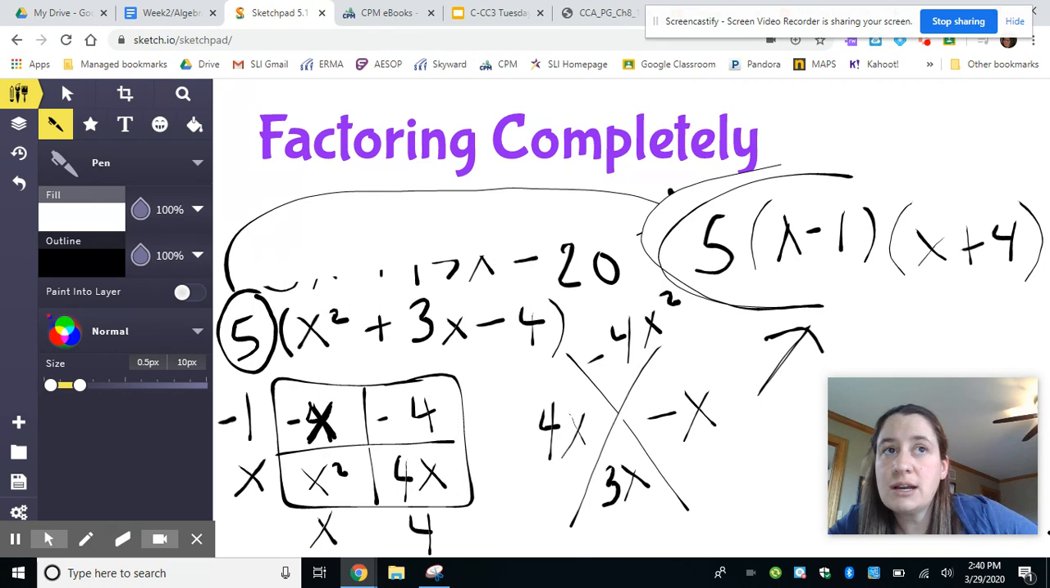Because historically, when kids lose points for factoring, it's because they're not carrying that greatest common factor they divided out through. So you need to make sure that that 5, that greatest common factor, is in your final answer.